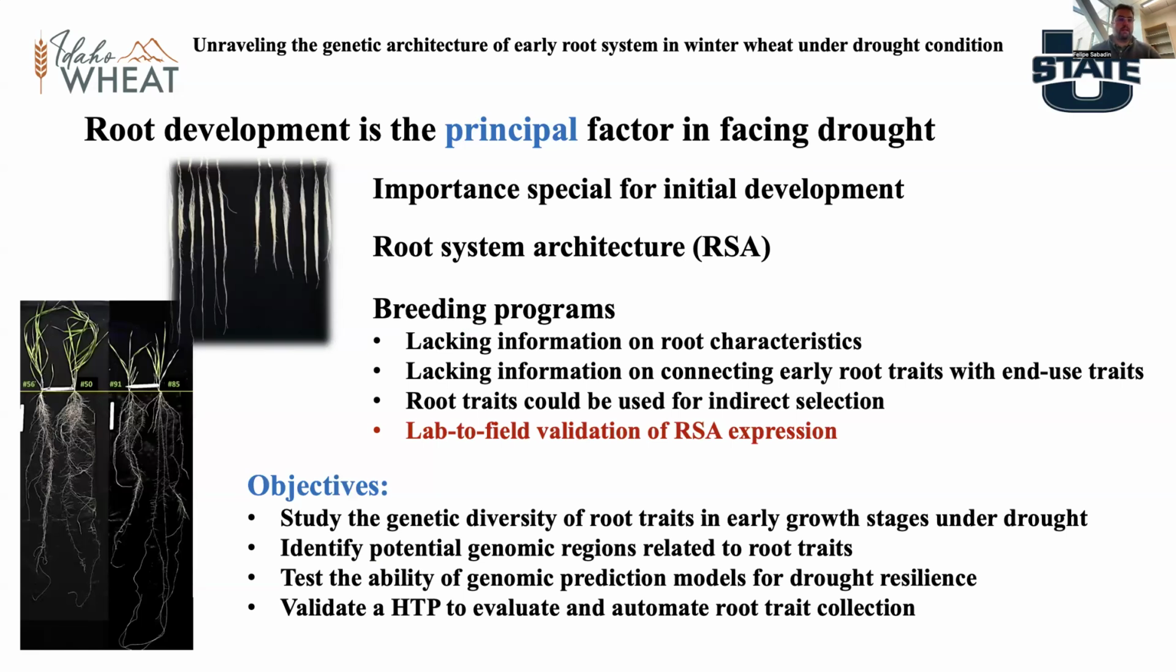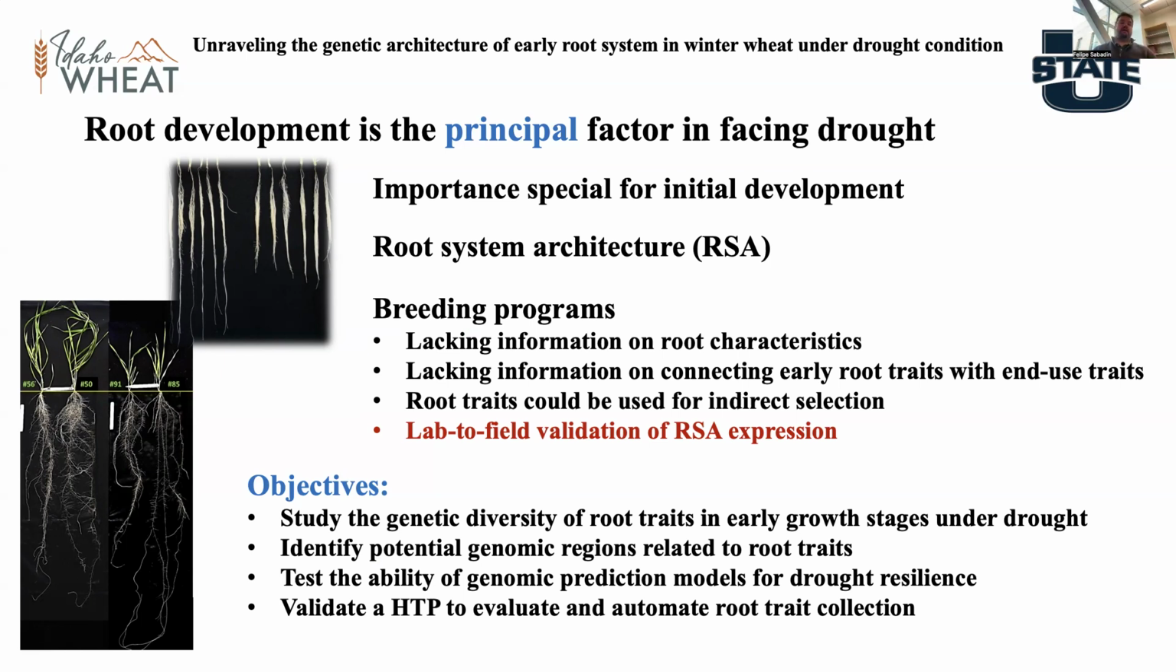Because it's a very hard phenotype to take, breeding programs don't have the capacity to do this, because we are evaluating thousands of different genotypes in the field. Because of that, there's a lack of information on root traits in the breeding context. Also, we don't know exactly how these early root traits are connected with end-user traits, for example, grain yield.